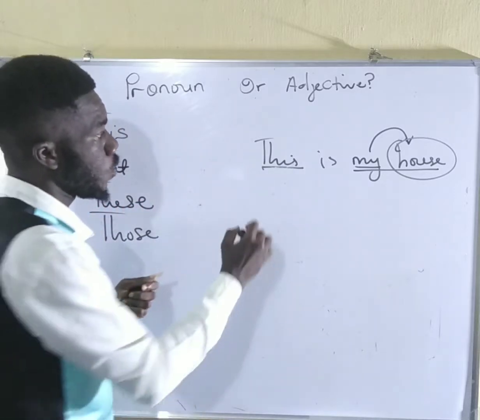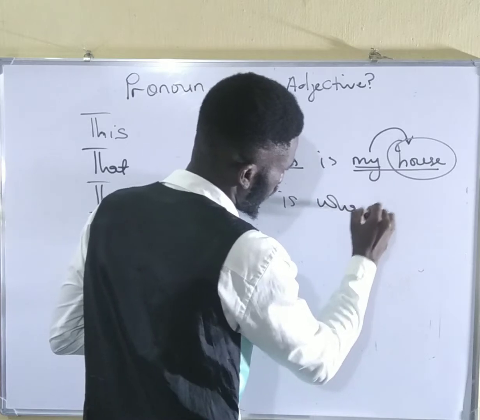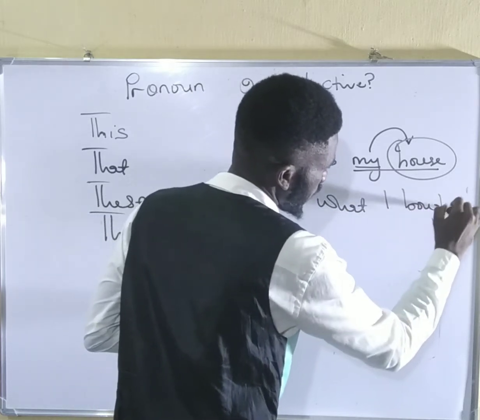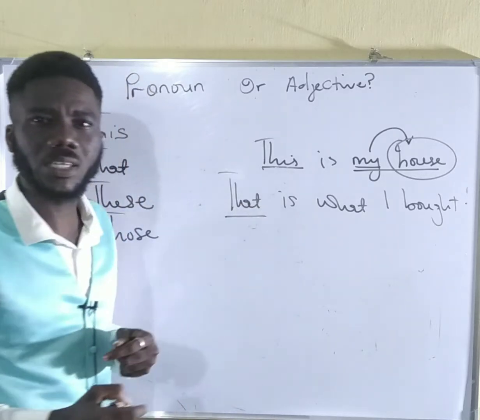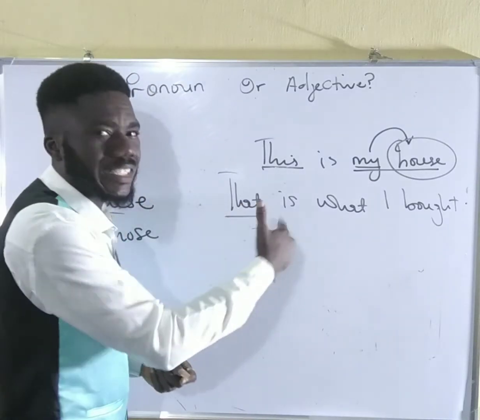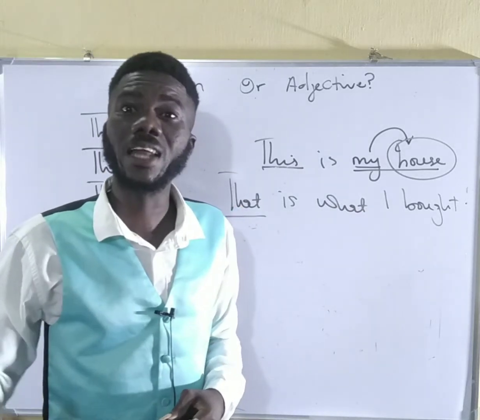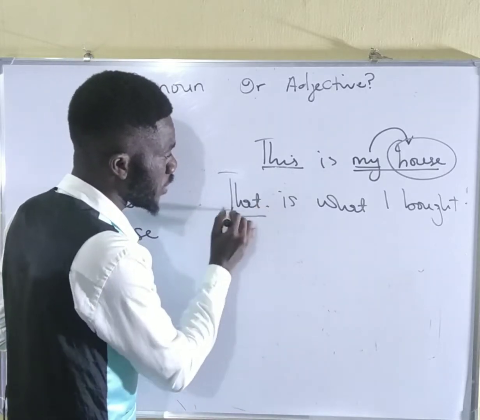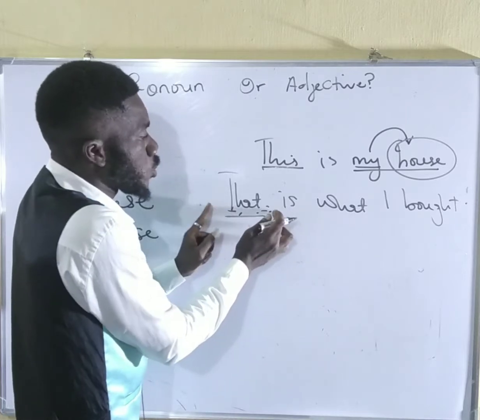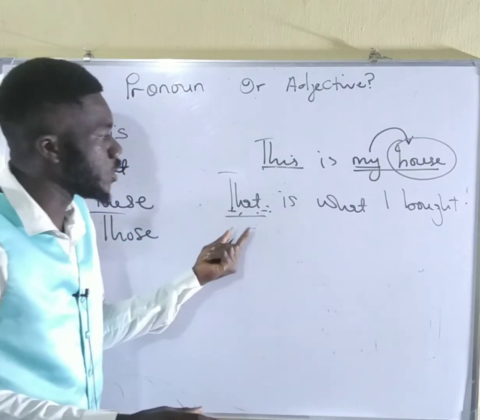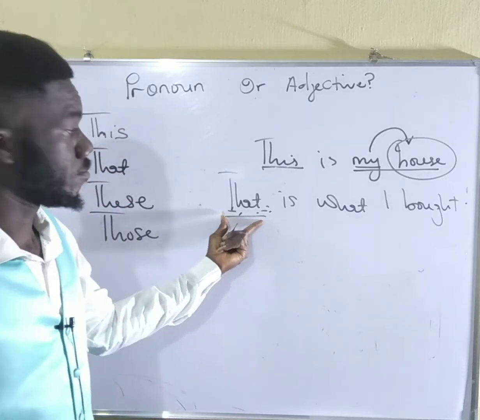The same thing happens when you have something like that is what I bought. In a situation like this, there is something that you are pointing at. You didn't mention it. This word that has replaced that name. A pronoun replaces a noun, and a noun is a name. Now, the name that is supposed to be here has been replaced by this word. It does not qualify anything. It is just used to point at that name proper. It is just used to replace that name proper. Therefore, what you have here is a pronoun.